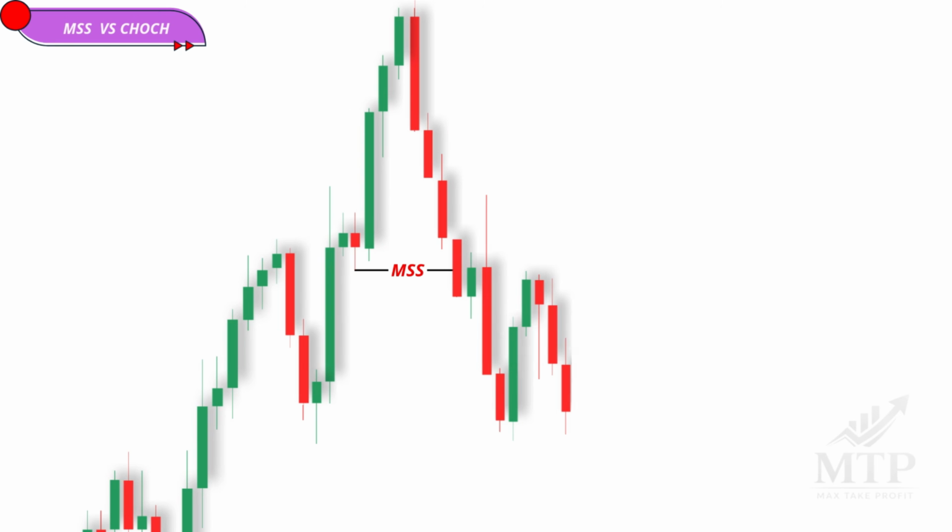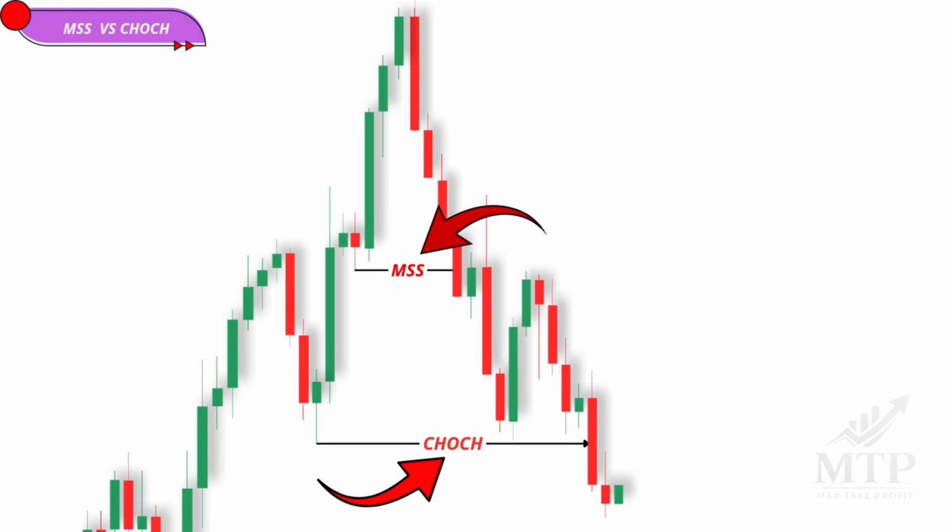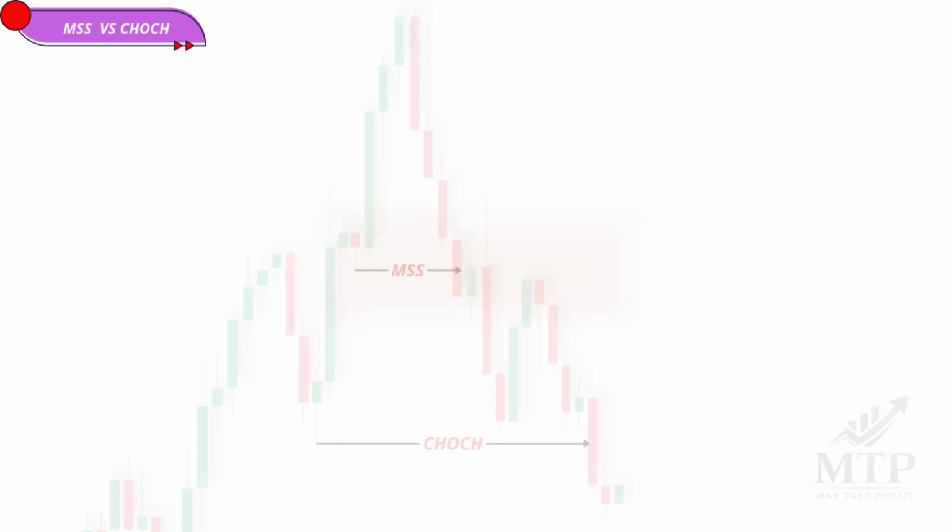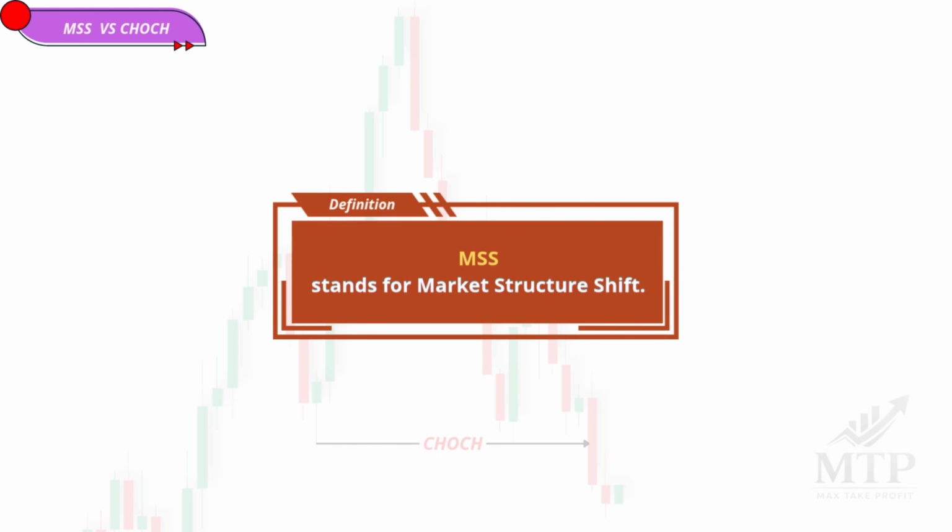MSS versus CHoCH. After the BOS, let's move on to two concepts that create a lot of confusion: the MSS and the CHoCH. Some people use them as synonyms. That's a mistake. Today, I'm going to show you the difference, clearly, so you never confuse them again. Simple definition. MSS stands for Market Structure Shift.